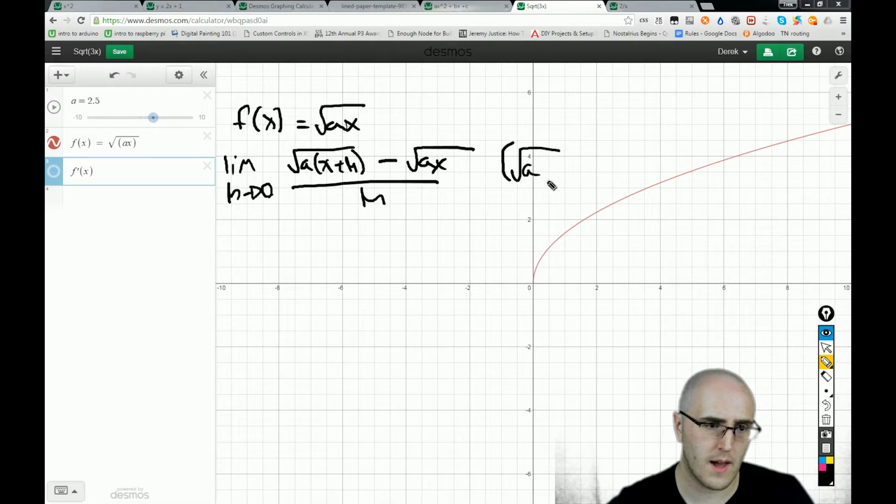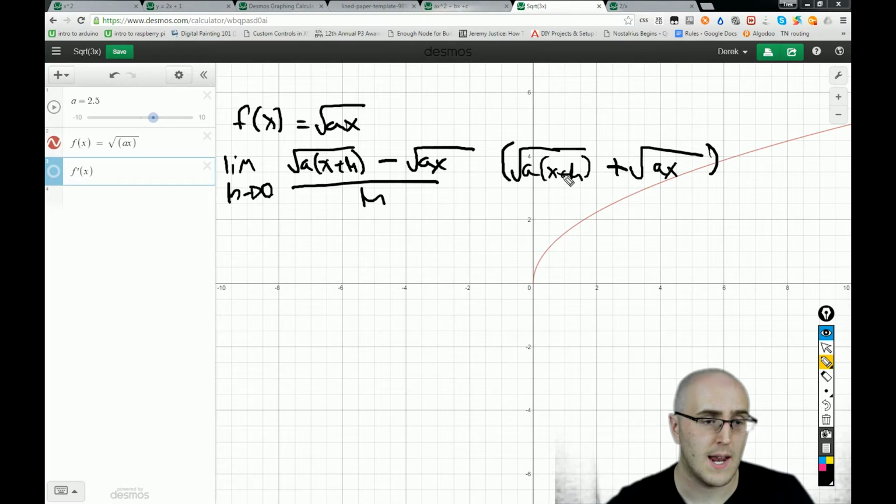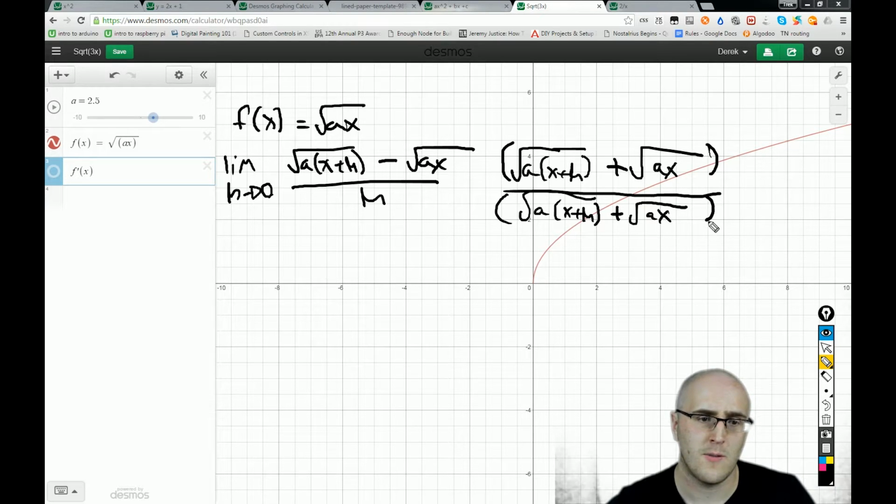square root of a(x plus h) plus square root of ax. And I'm going to multiply it by that over itself: square root of a(x plus h) plus square root of ax. We'll talk about conjugates more when we get into the complex numbers. So this has a value of 1, so we can multiply it through.